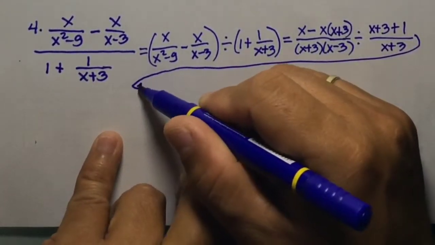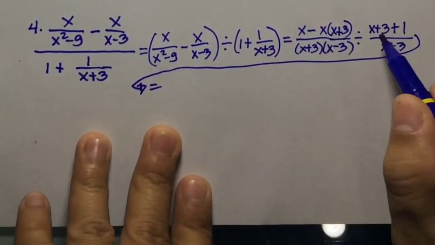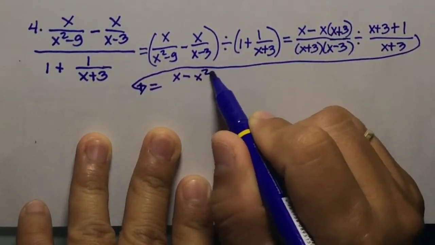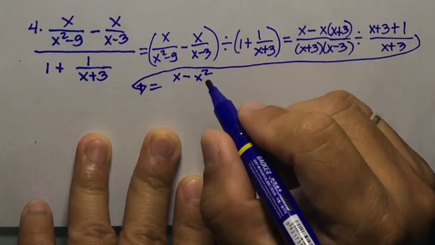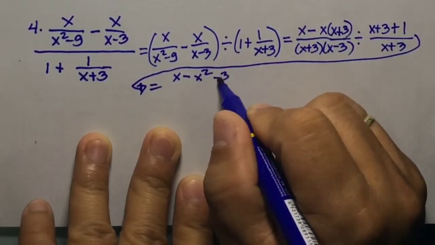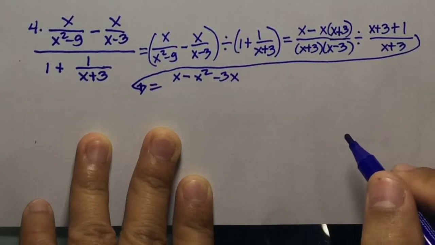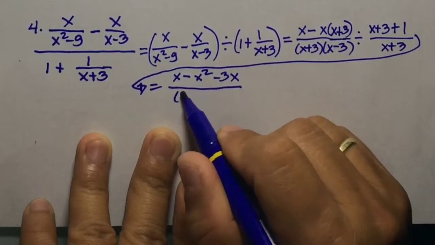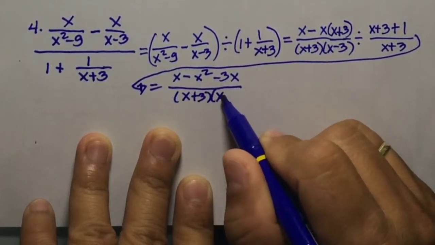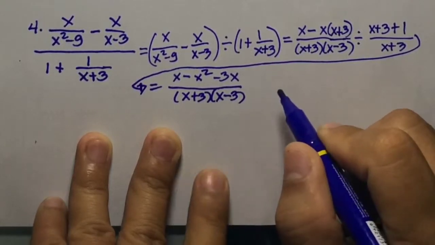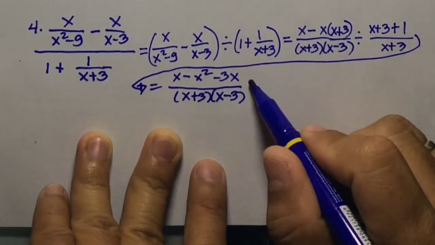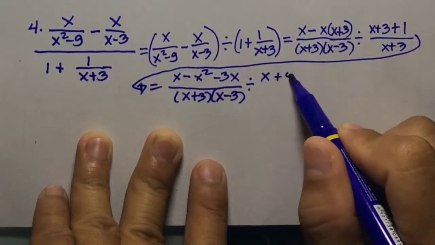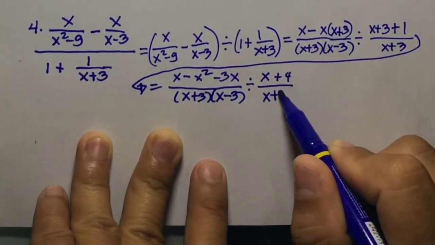Then this will be equal to x minus x times x, which is x squared. The negative of 3 is negative 3x. Then this is all over the quantity (x plus 3) times the quantity (x minus 3). Then this is divided by x plus 3 plus 1, which is x plus 4, so plus 4, over x plus 3.